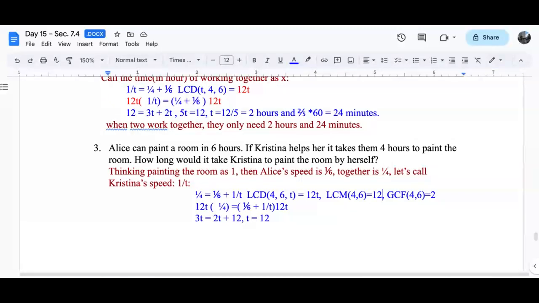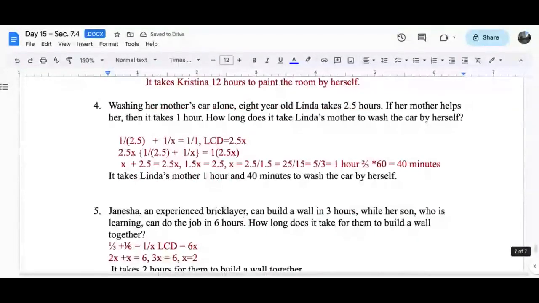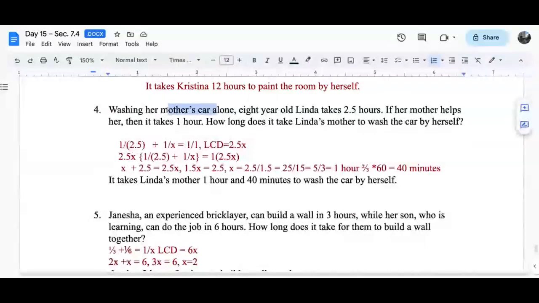Okay. All right. So those are two different concepts. Let's see this example. It takes Linda 2.5 hours to wash her mother's car. And if her mother helps, it only takes 1 hour for both of them to wash the car together. So how long does it take Linda's mother to wash the car by herself?